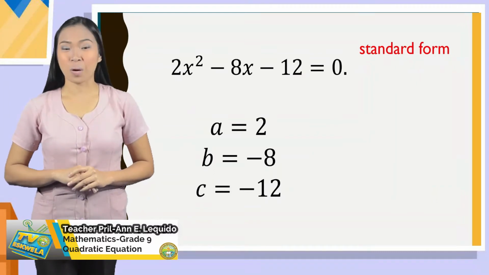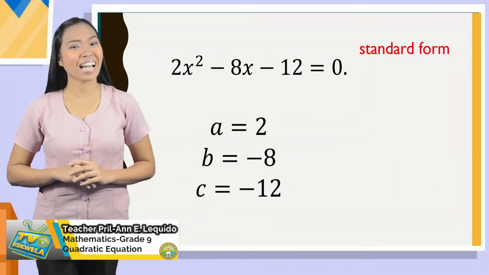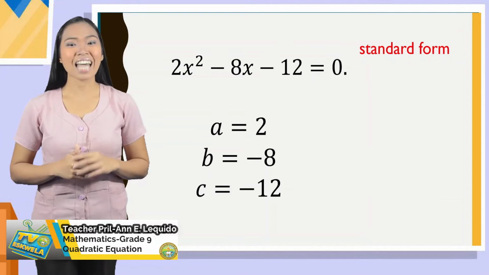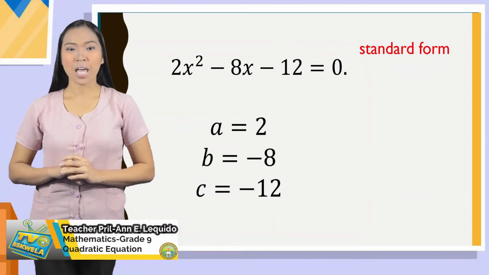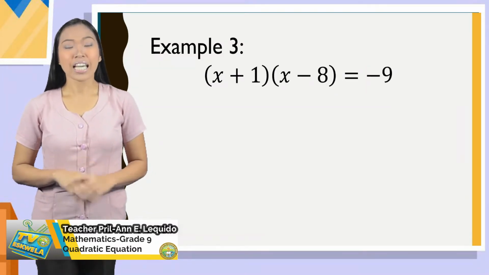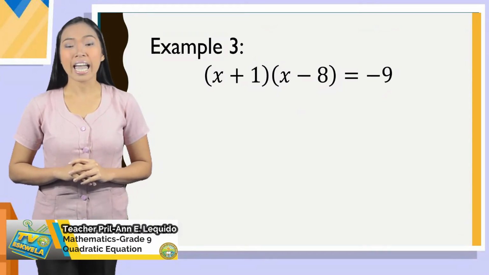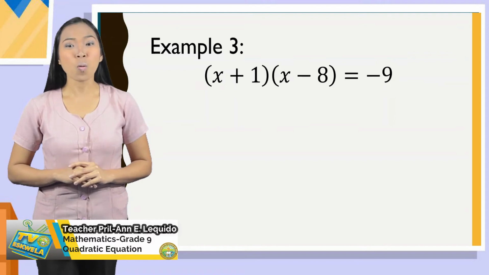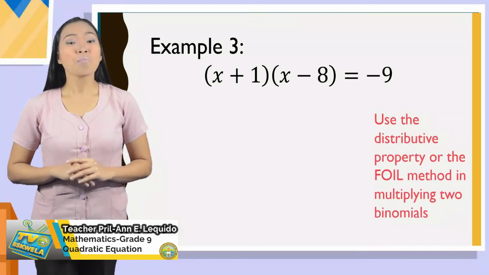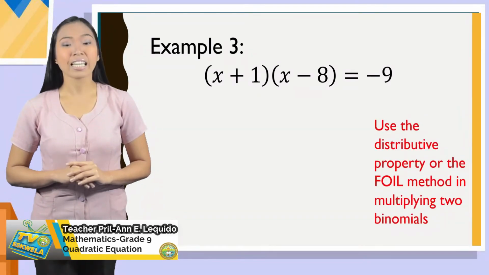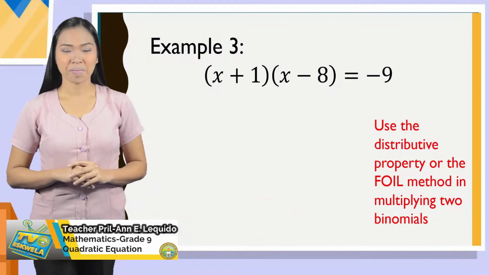Do you want an equation that is a little more exciting? Check this out! Third example. The quantity x plus 1 times the quantity x minus 8 equals negative 9. This is also a quadratic equation, but is not written in standard form.